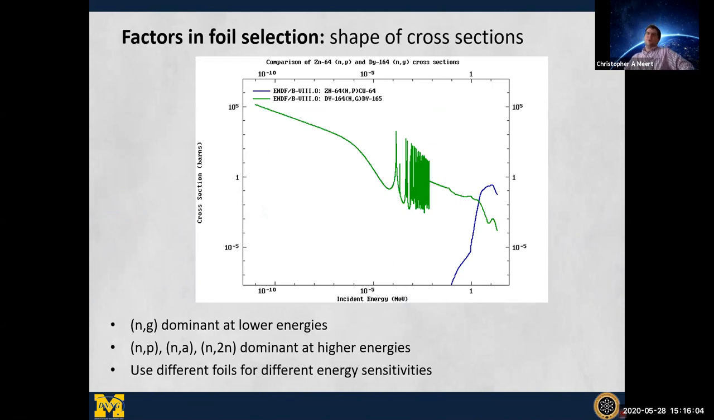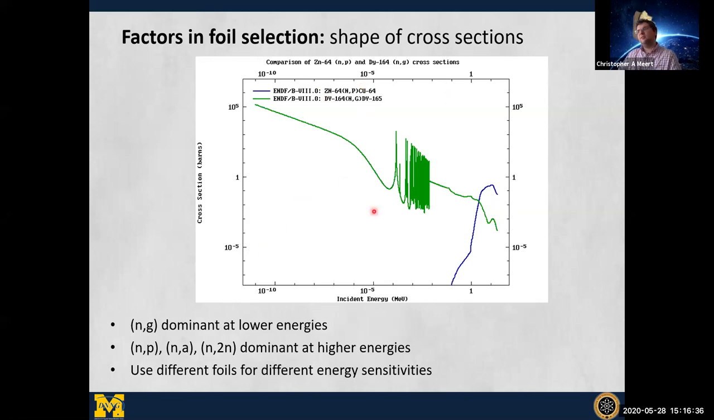So some more details of how you might pick which foil to be used. You definitely should consider the shape of the cross sections. So I plotted here some data from an ENDF library for two different isotopes. The green is dysprosium-164, blue is zinc-64, and they're two different interactions. So the green is for an (n,gamma), so the nucleus will absorb that neutron and emit a gamma. Zinc-64, that's a neutron absorbed, but a proton is emitted.